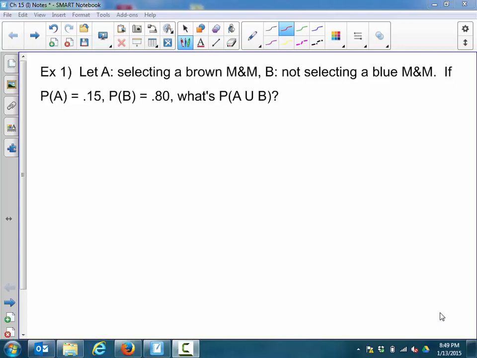Okay, so let's start with example 1 here. Let A be the event that we've selected a brown M&M, and let B be the event that we've not selected a blue M&M. If the probability of selecting a brown M&M is 15%, and the probability of not selecting a blue M&M is 80%, what's the probability of A union B?